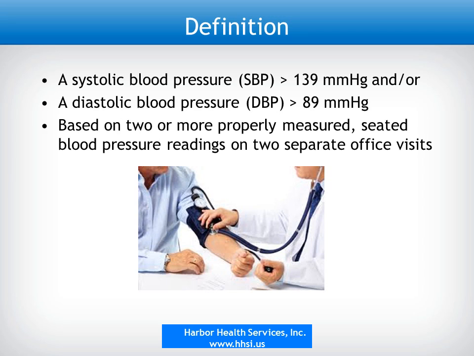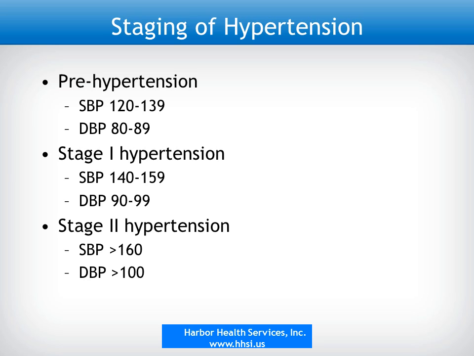So, the definition of hypertension is a systolic blood pressure of greater than 139 over greater than 89 diastolic. You have to get two separate readings at two separate office visits in order to technically diagnose somebody with hypertension. There's a few stages of hypertension. Prehypertension is defined as a systolic blood pressure between 120 and 139 over diastolic blood pressure of 80 to 89. Stage 1 is 140 to 159 over 90 to 99, and stage 2 is over 160 over 100.